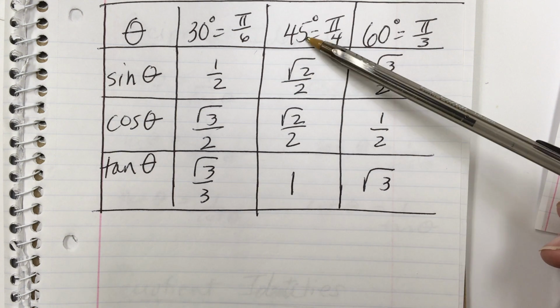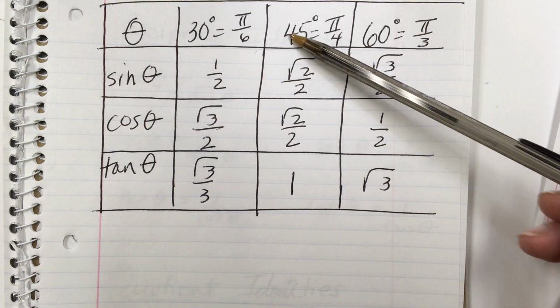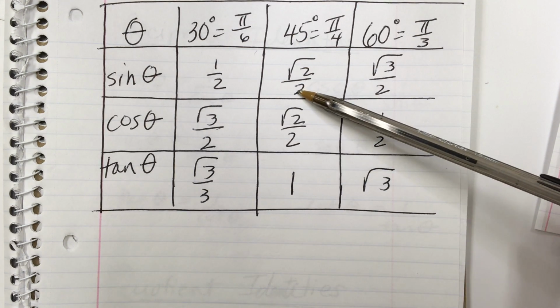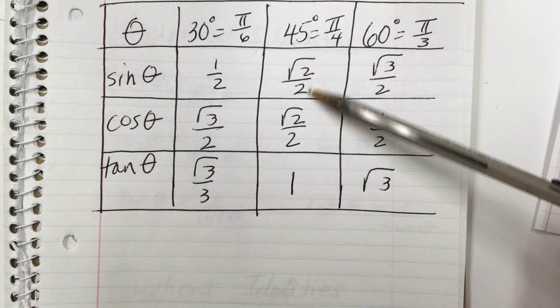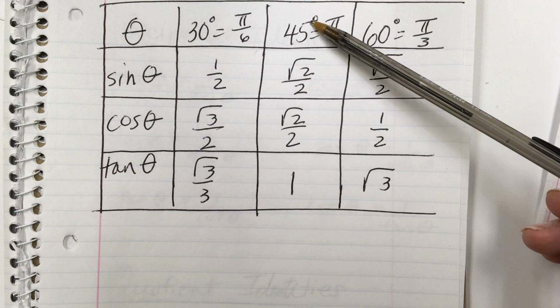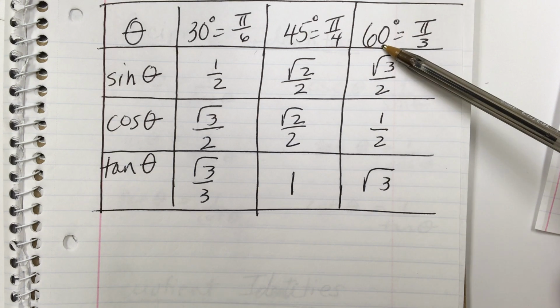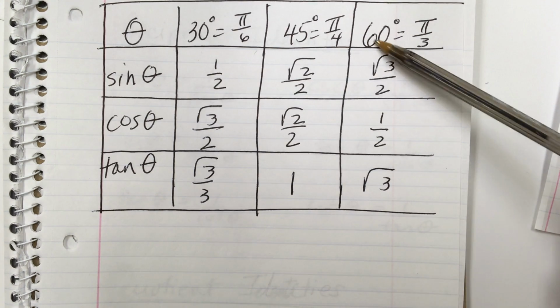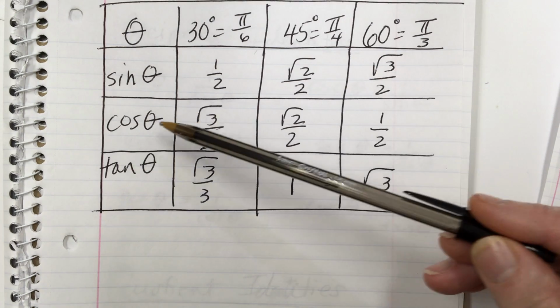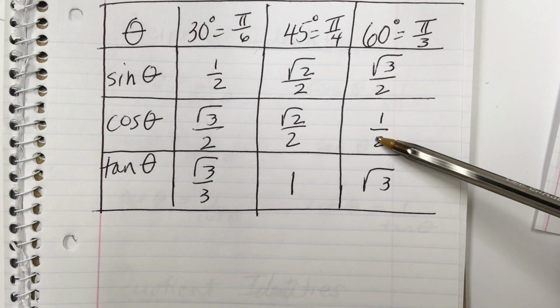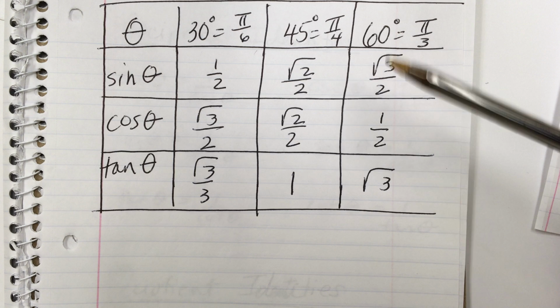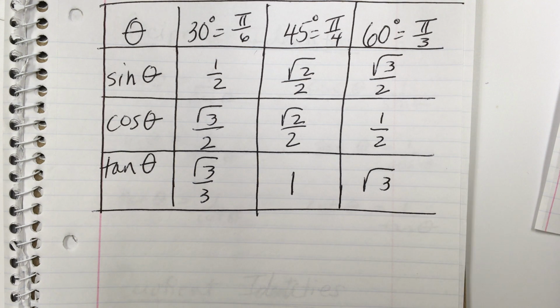Next, 45. Sine of 45 is square root of 2 over 2. Cosine of 45, square root of 2 over 2. Tangent of 45 is 1. And of a 60, sine of 60-degree angle, square root of 3 over 2. Cosine of 60 is 1/2. And tangent of 60 is square root of 3. This chart you do need to memorize.